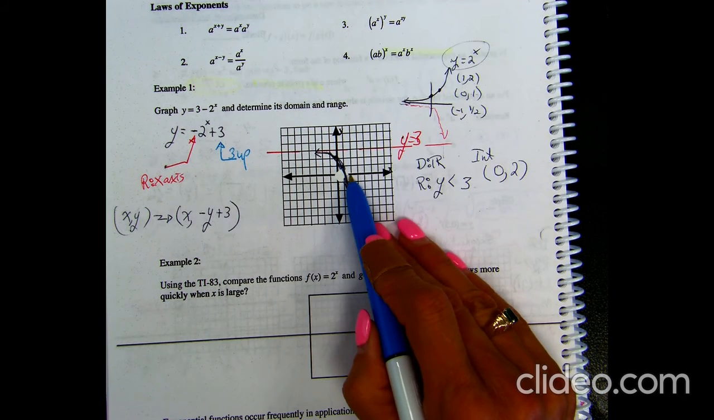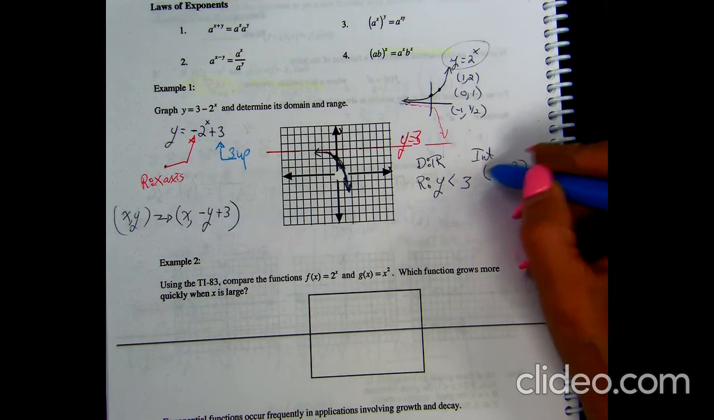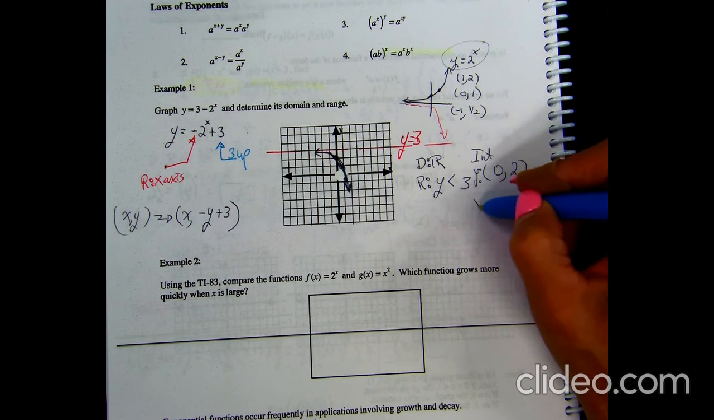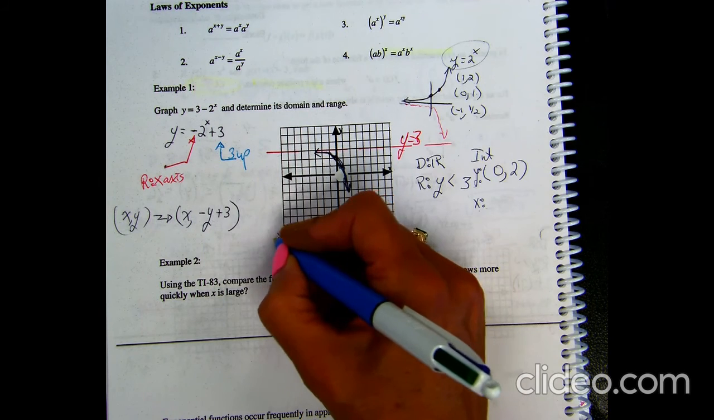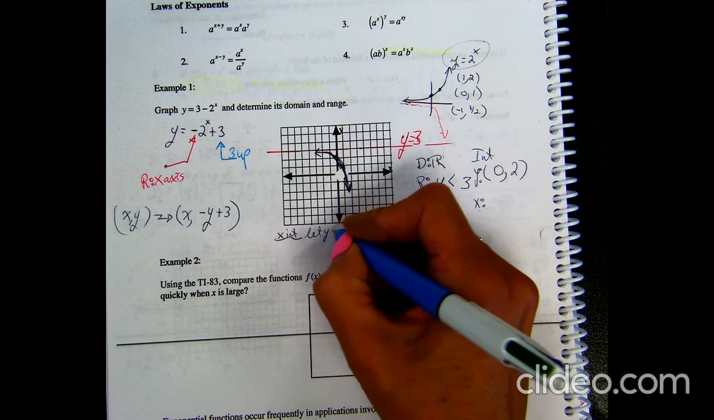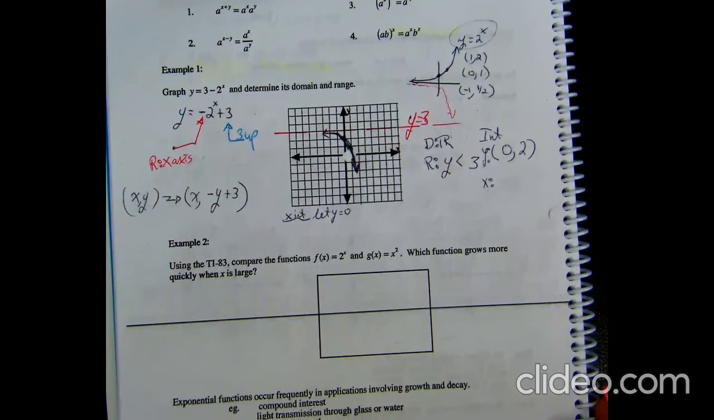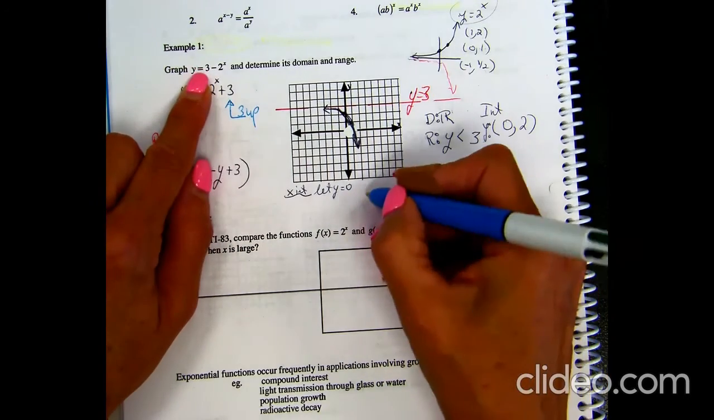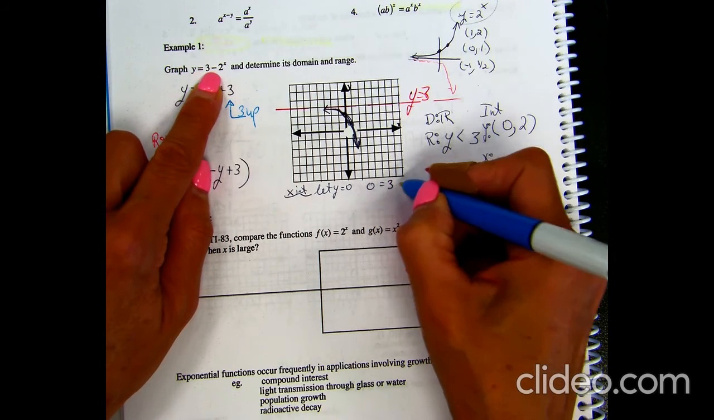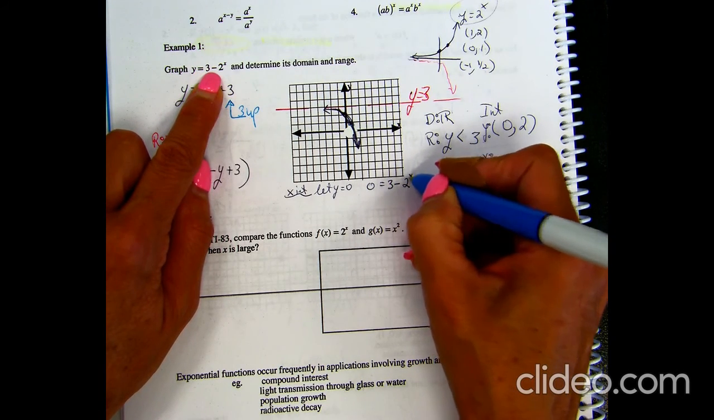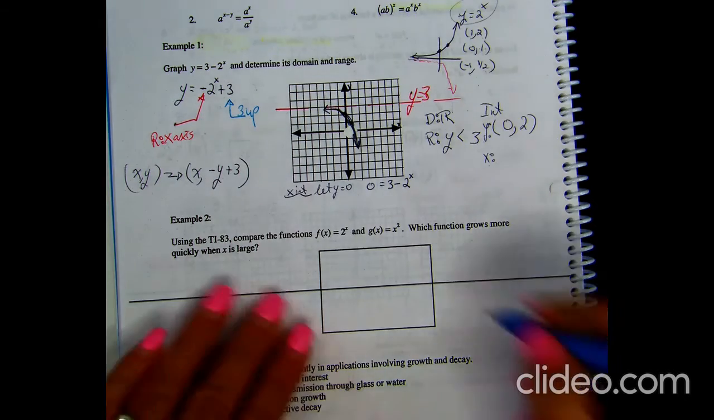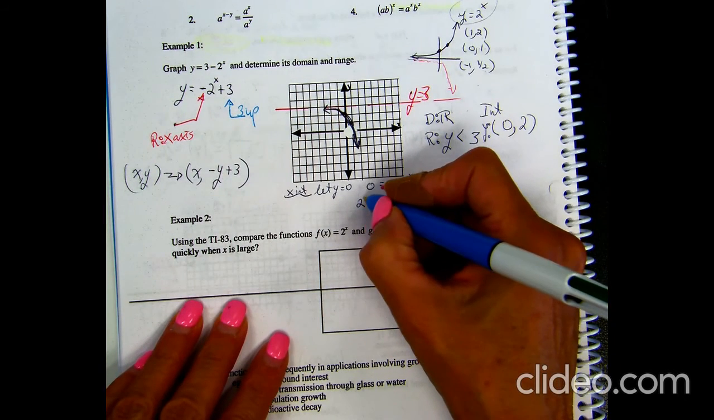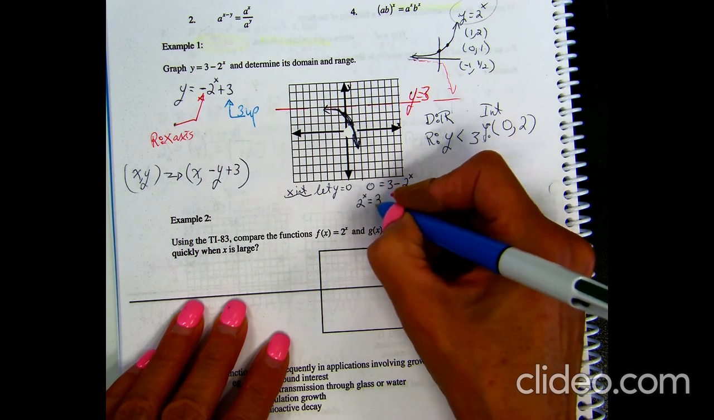What's my x-intercept? So there's my y-intercept. How do you find an x-intercept? Well, to find an x-intercept, you always let y equal 0 and solve for x. So here's a good review of algebra. I would be solving this. 0 is equal to 3 minus 2 to the x. We want to isolate the exponential. I'm going to add it to both sides. That is 2 to the power of x is equal to 3.